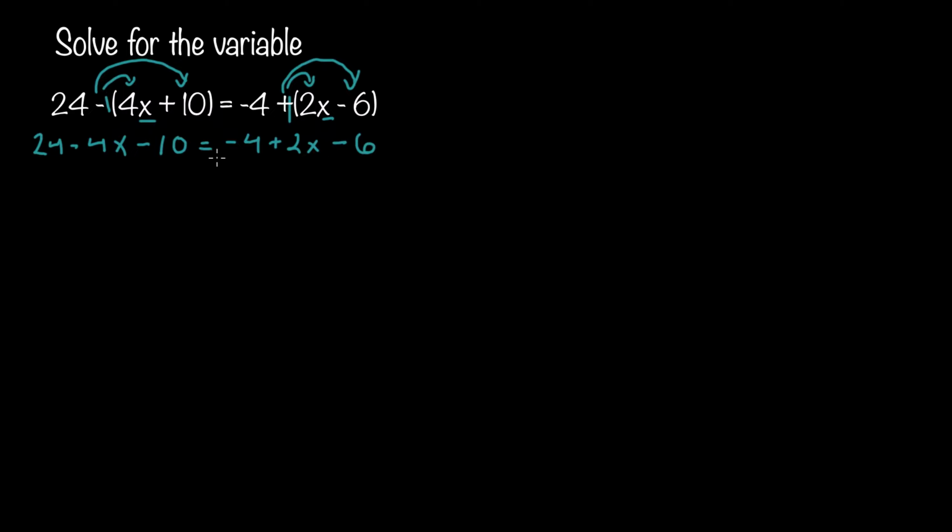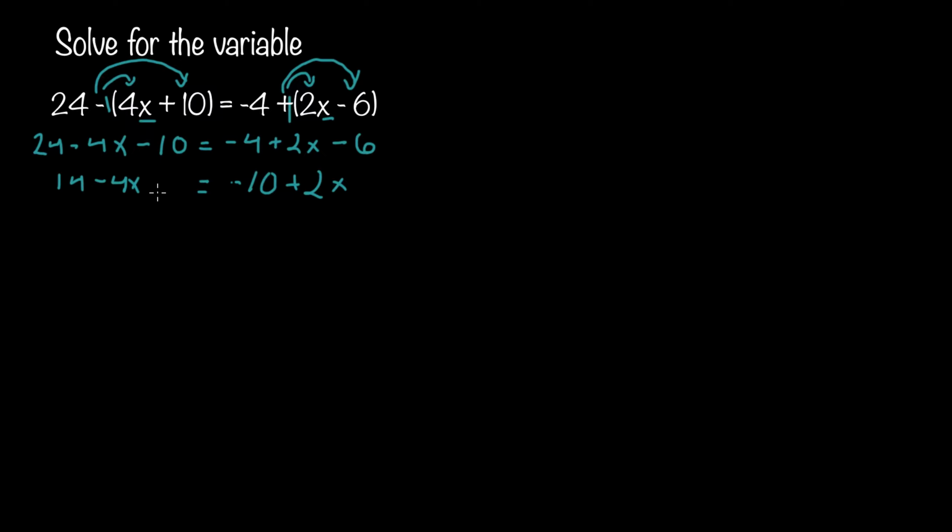And we have to look to simplify and collect like terms. So first, let's simplify, right? What can we simplify on the left side of the equation? Well, I have a positive 24 and a negative 10. So 24 minus 10 is 14. We're going to bring down this negative 4x. And on the other side, let's see what we can simplify. Well, we have a negative 4 minus 6. That's negative 10. And we're going to bring down this 2x, so positive 2x.